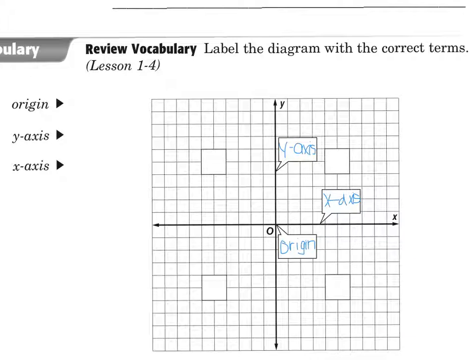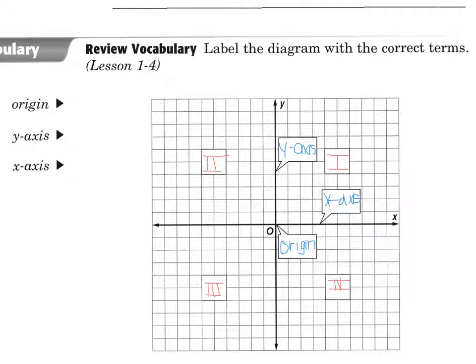The quadrants have names, and those names are quadrants 1, 2, 3, and 4. Notice the quadrants start in the upper right-hand corner, and they go to the left in a counterclockwise motion.